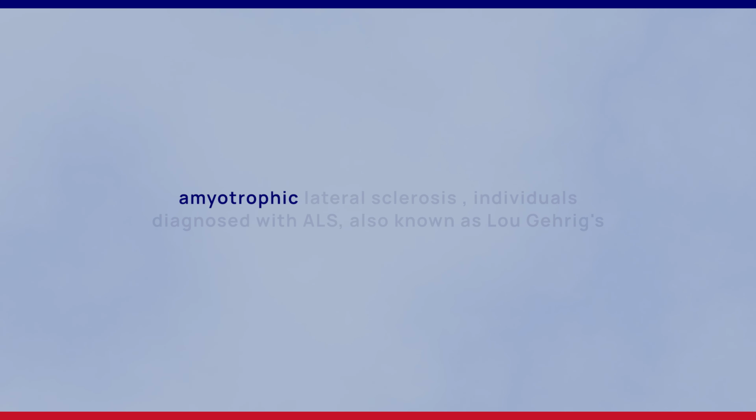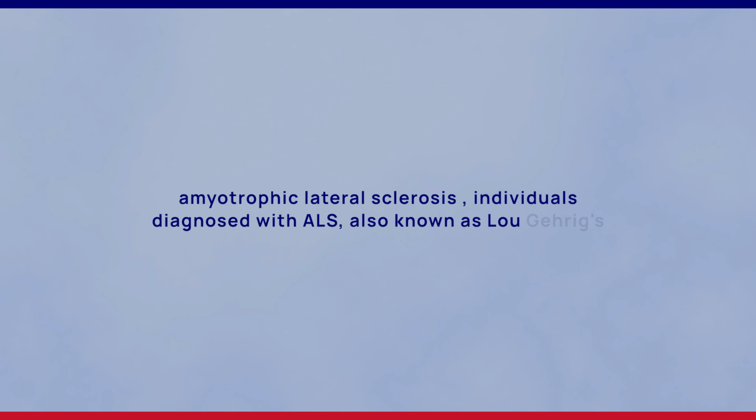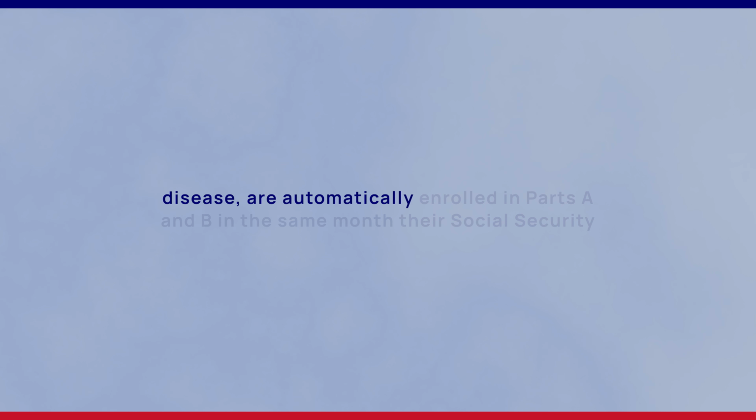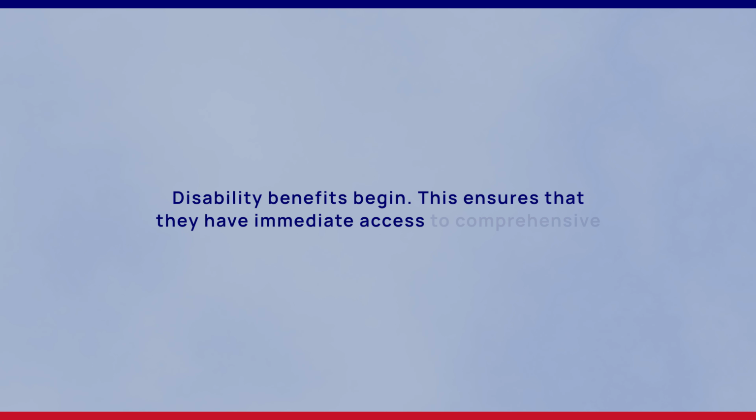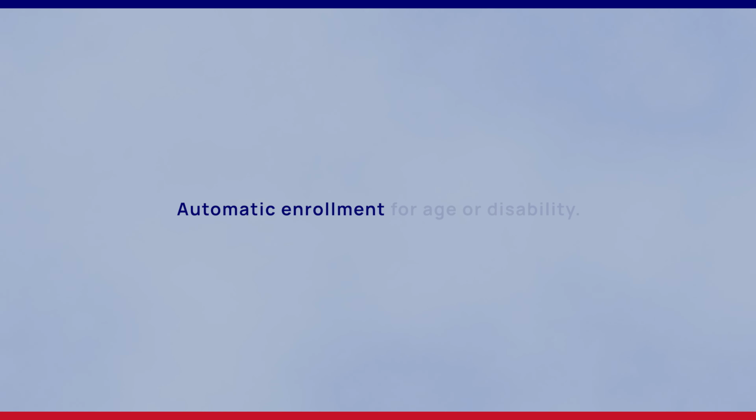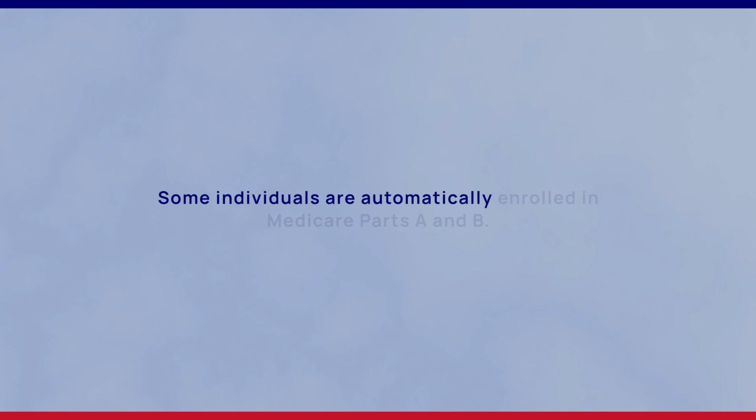Individuals with amyotrophic lateral sclerosis, ALS, also known as Lou Gehrig's disease, are automatically enrolled in Parts A and B in the same month their Social Security disability benefits begin. This ensures that they have immediate access to comprehensive Medicare coverage as soon as they are deemed disabled. Automatic enrollment for age or disability. Some individuals are automatically enrolled in Medicare Parts A and B.